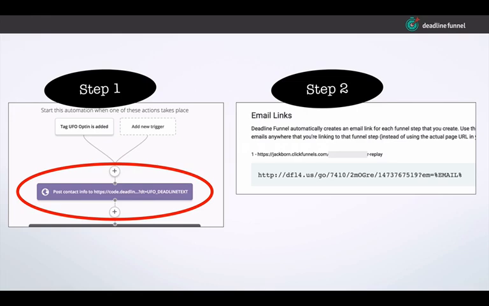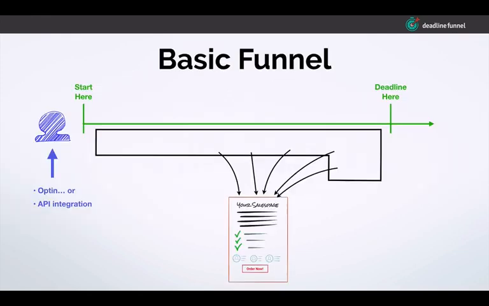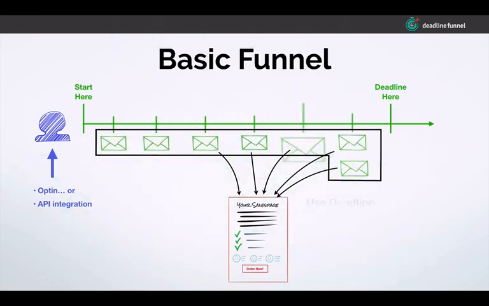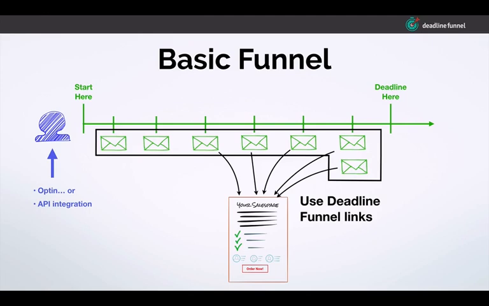So step one is that signal, sometimes called a webhook or Zapier. Step two is making sure that in all of your emails where you're linking to your special offer page, you're using our links so that the information can be matched up and everyone gets assigned the correct deadline. So going back to that basic funnel diagram that I've shown you before, any place where you are linking to that special offer page, you want to use deadline funnel links.